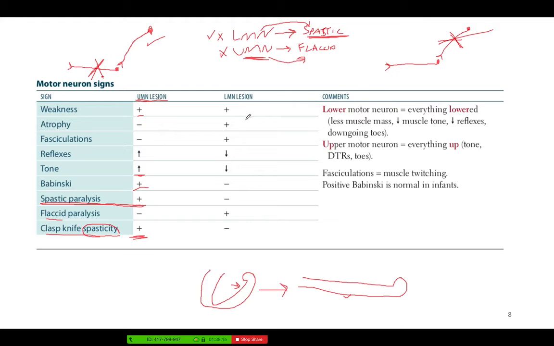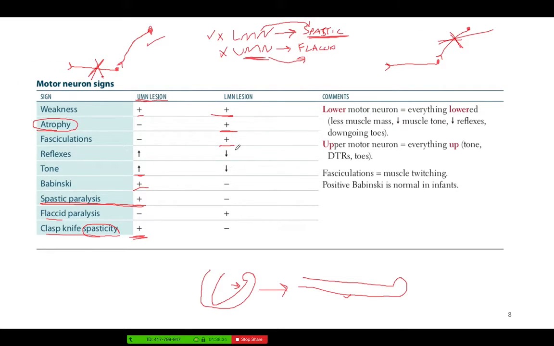So what are we going to see? Weakness. There's no nerve going to the muscle. So obviously, we're going to have a very weak muscle. If no nerves are stimulating a muscle over a long period of time, that muscle is going to become atrophic and start to degenerate. Okay, so looking for atrophy of the muscles.